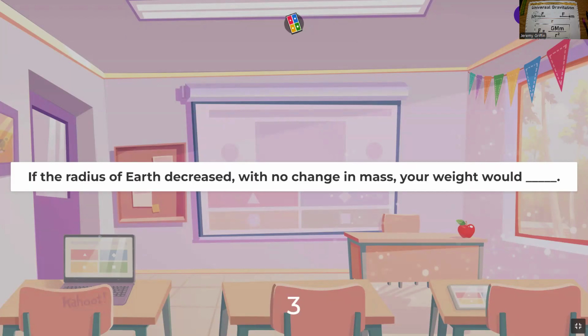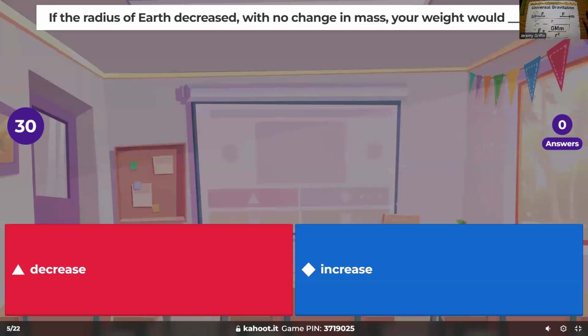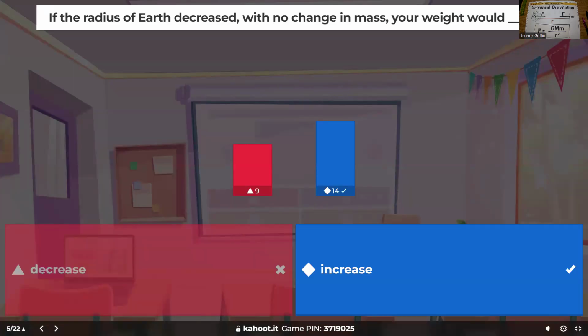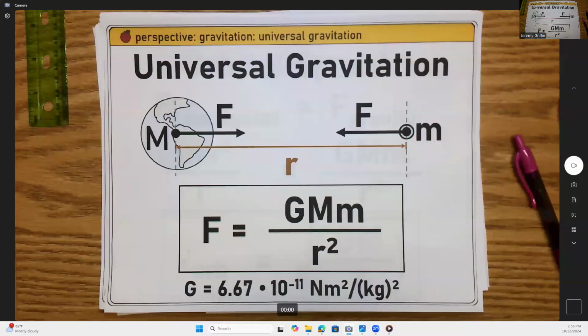If the radius of the Earth decreased with no change in mass, what would your weight do? You're going to squash down the Earth, crunch it down. Now you're walking on the surface of a highly packed little ball Earth. What's happening to your weight? Ooh, all right, pretty good. This is a pretty tough question, but I'll show you guys why you would actually weigh more. Why would that be?